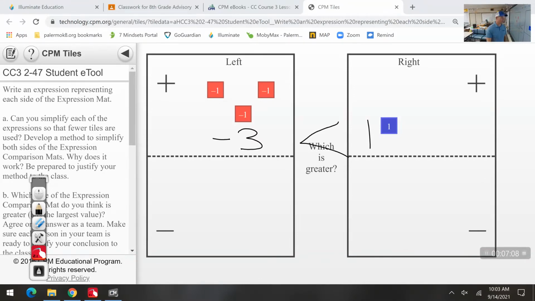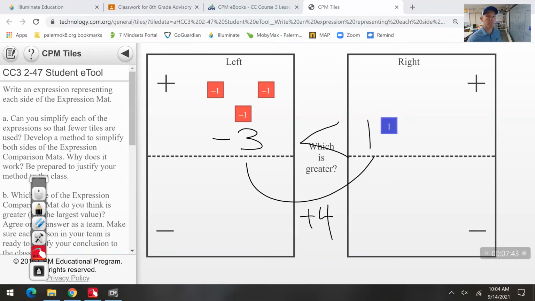Which is greater? Well, positive is more than negative. And I want you to notice, what's the difference? A difference of 4. Same as when I had the x. Here's the sentence that I want you to write. We can simplify both sides of the expression mat, comma.